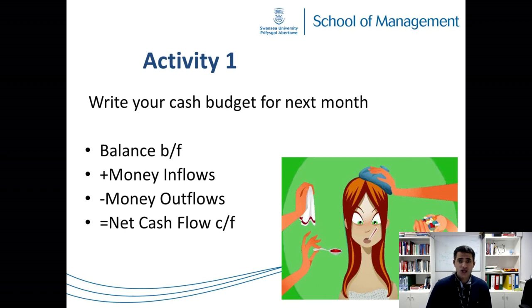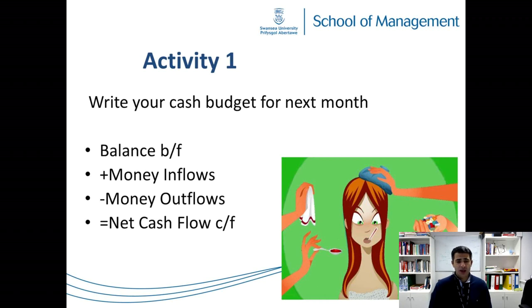When you prepare the cash budget for the next month, what you need to do first of all is identify the balance brought forward. This is the balance which you will be left with at the end of the current month. So the ending balance at the end of this month will be the opening balance for next month. That is the balance brought forward.